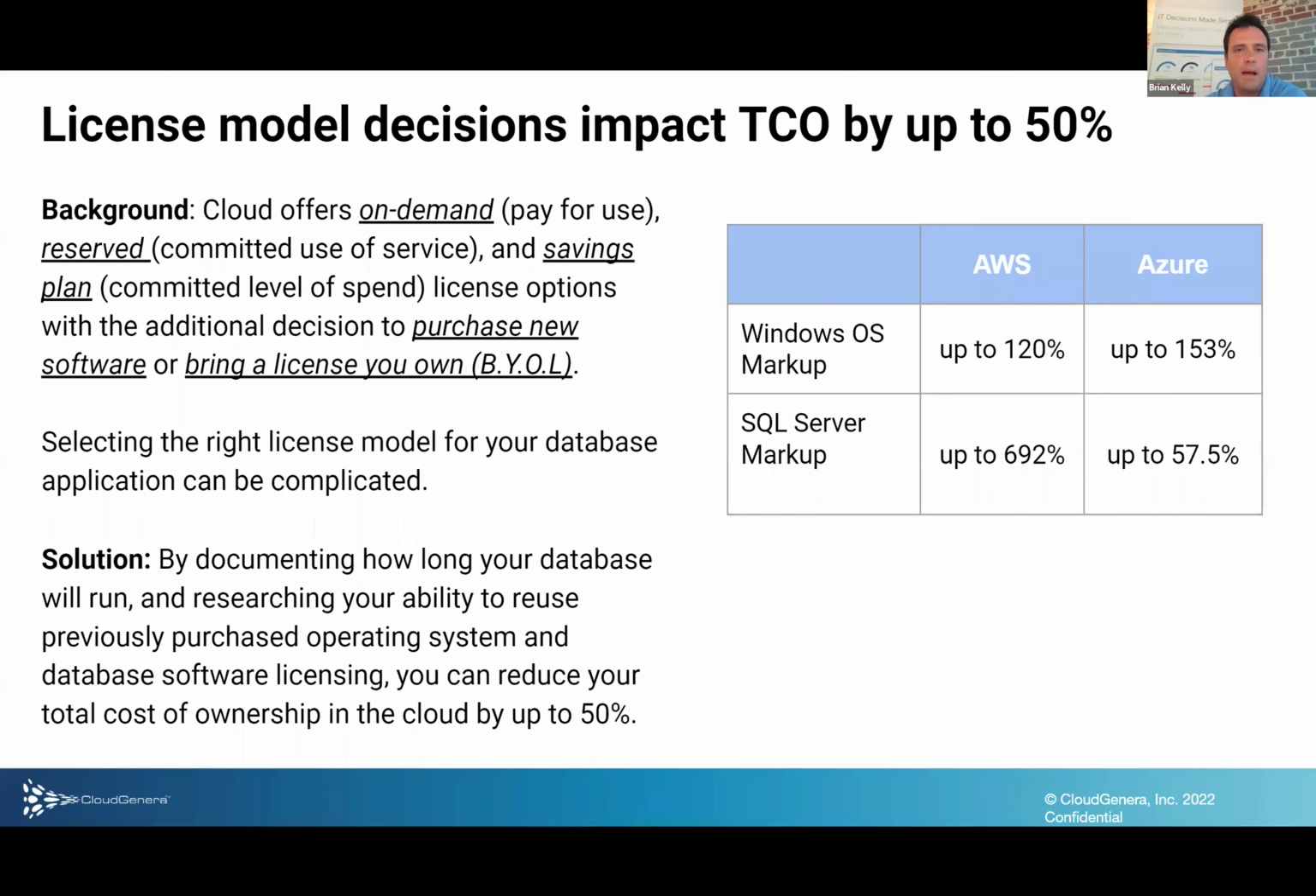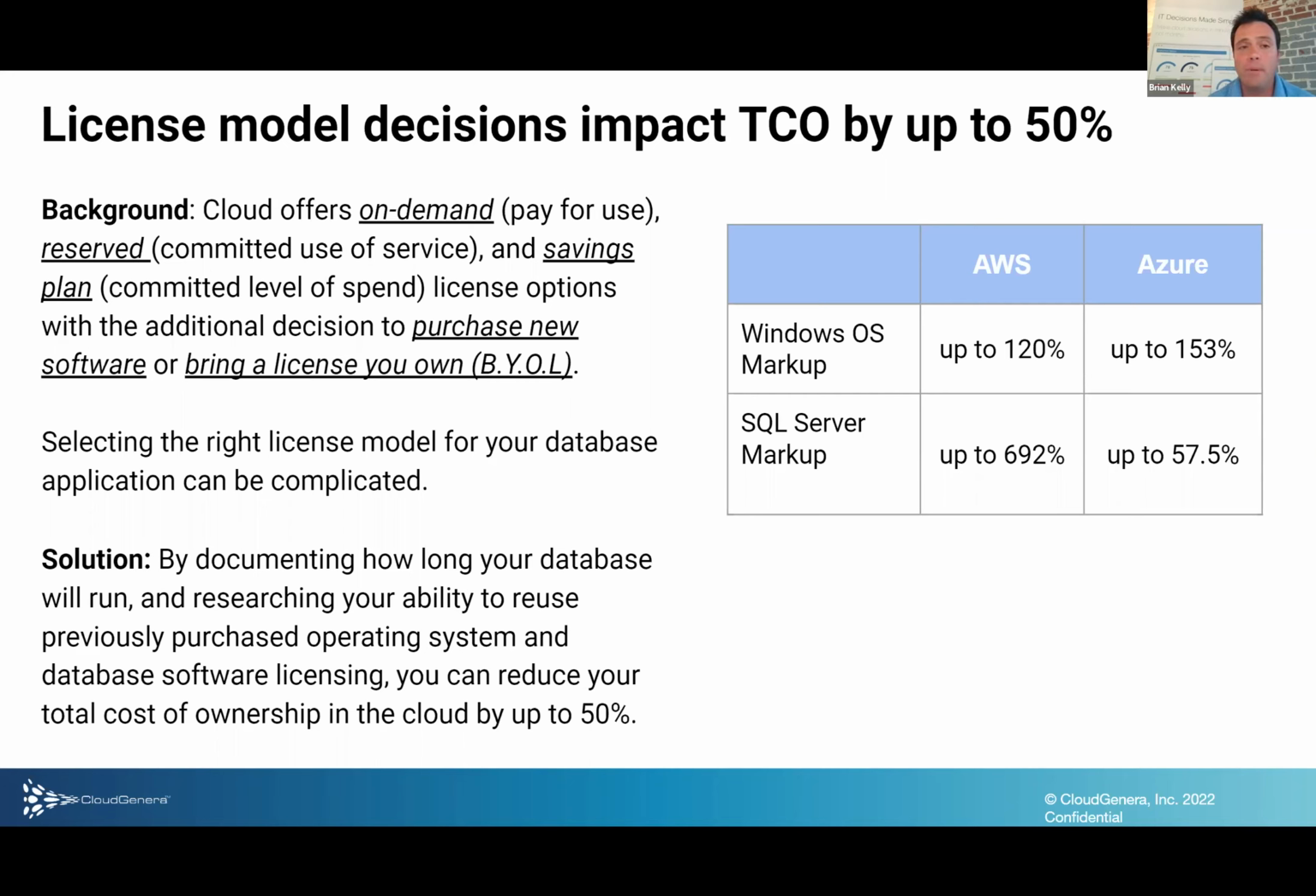Now let's talk about license model decisions. This is going to be a bigger impact to TCO. While deployment model could impact TCO of a database by up to 20%, license model could impact TCO by up to 50%. So as background, cloud offers on demand, again, kind of the default mode intended for pay for use. All of the providers offer some notion of reserved, right? Google calls it committed use. The other providers call it reserved. And the key thing to know about reserved licensing for your databases is you're committing use of a service.